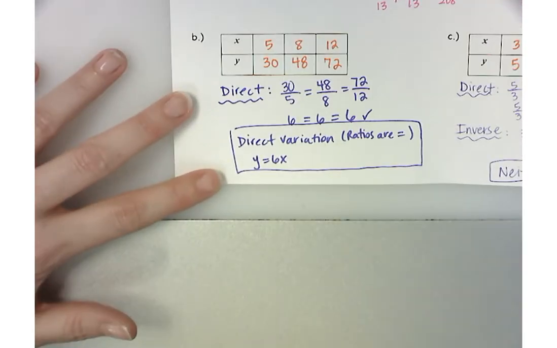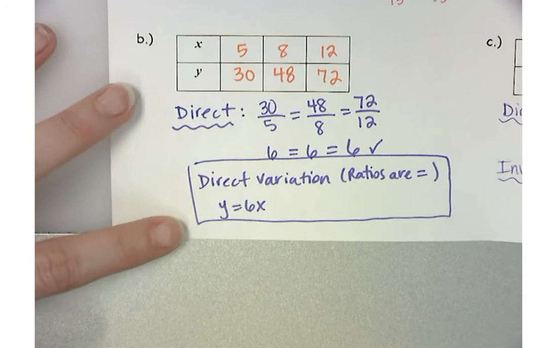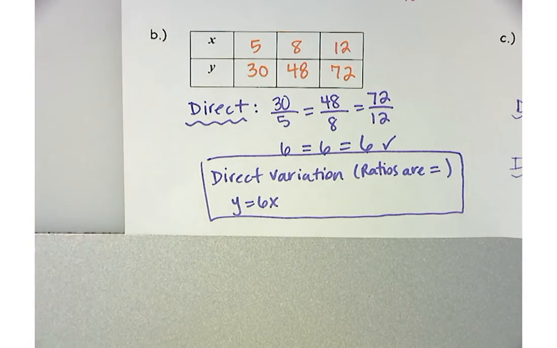Okay, so let's come back and look at part B. Attention up front, please. I want to make sure you got this down. Your direct variation, when you do your ratios, you should get 6. That's your K value. So that's direct variation because your ratios are equal, and your equation would be y equals 6x.